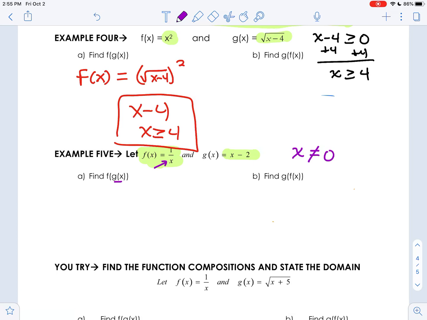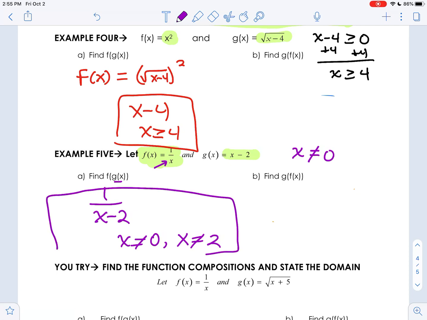So let's find f of g of x. F of g of x means the g function goes in place of x. So that's going to be 1 over x minus 2. Well, for this situation, the 0 would be fine. However, there's another number that creates a problem, and that number is 2, because 2 minus 2 is 0, and we can't divide by 0. So we want to put down x cannot be 0, and x cannot be 2. And now we have got our domain all set.